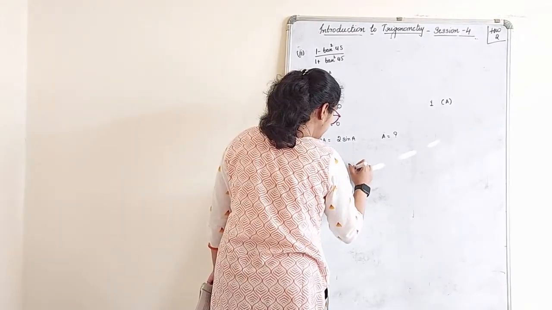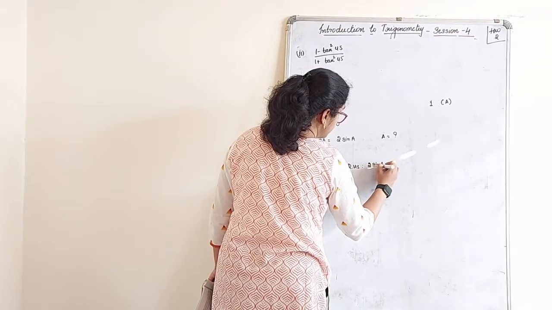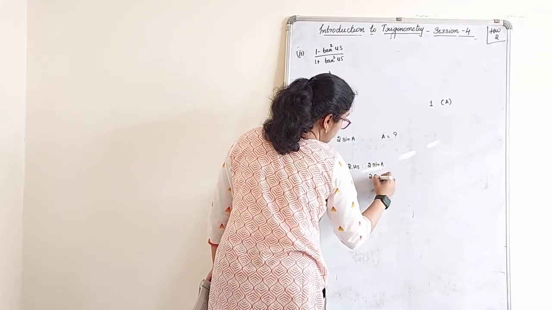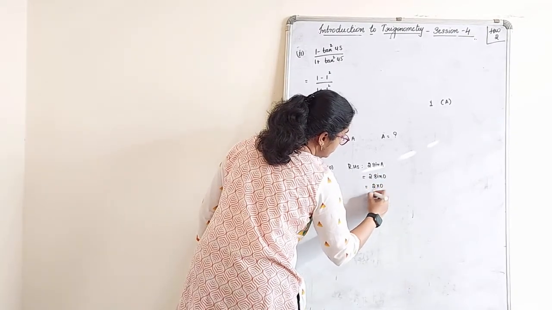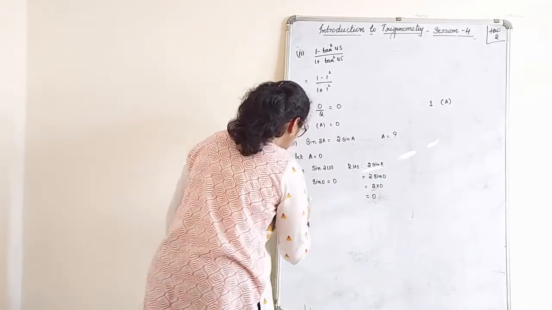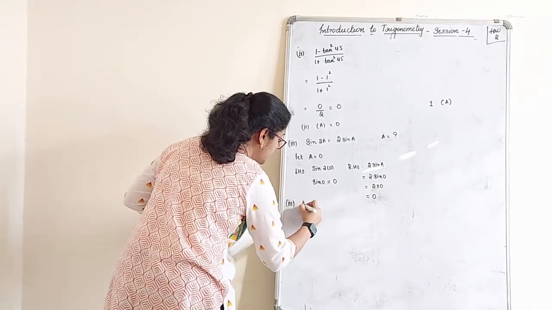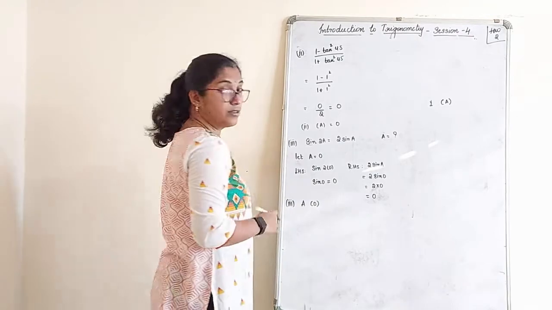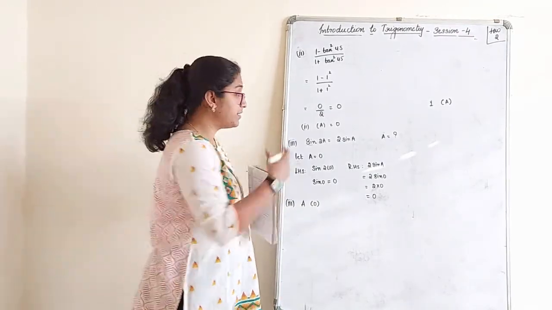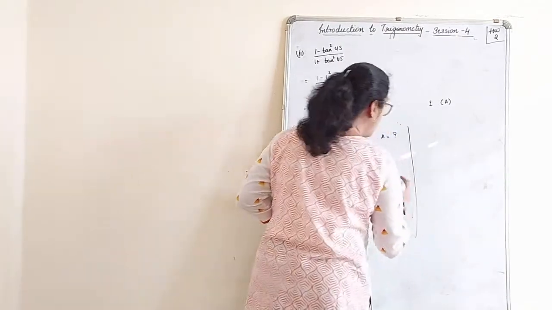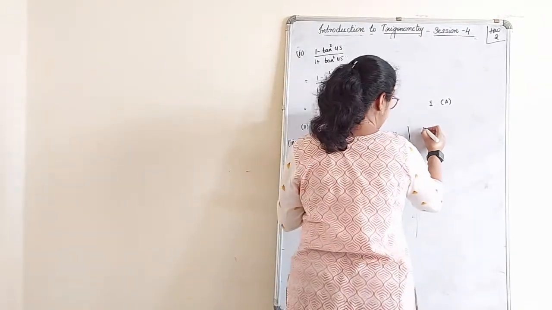RHS part, 2 sine A, 2 into sine 0, which is 2 into 0, that is 0. That means for the third one, the value of A, the option is A, that is 0, right? Directly. But in case the first option was not given, I will just show you how the answer would have been.